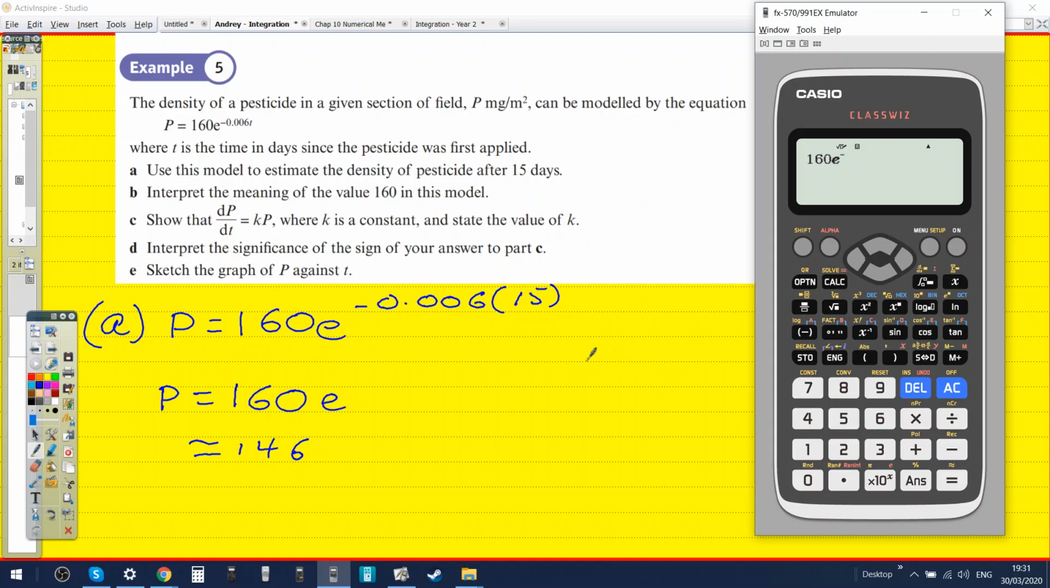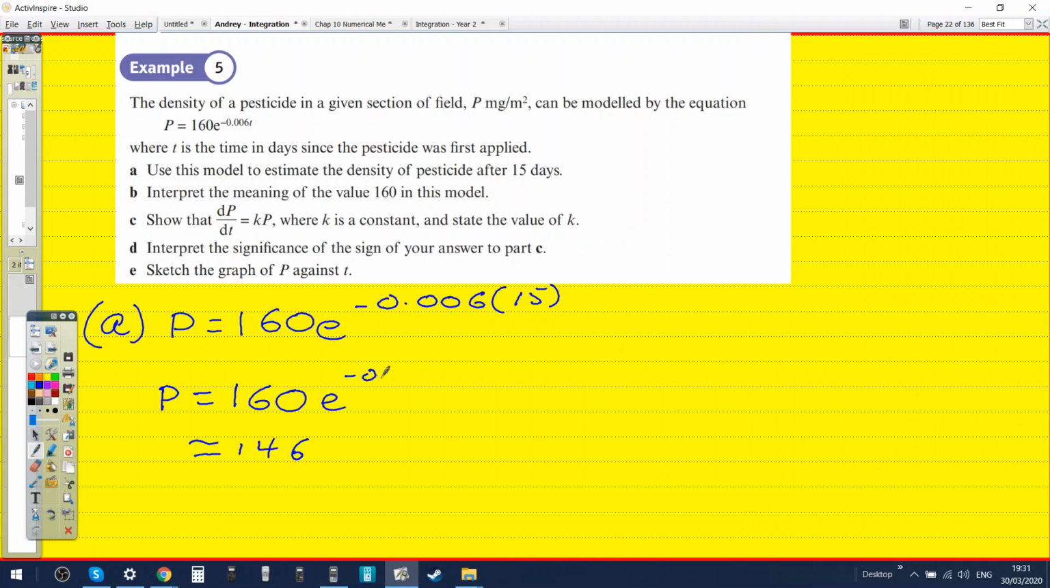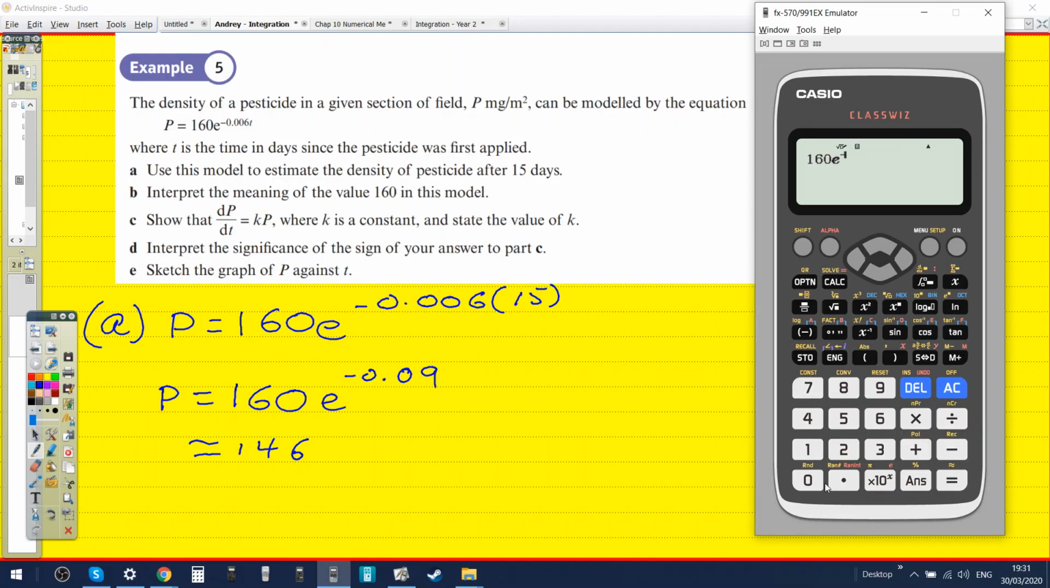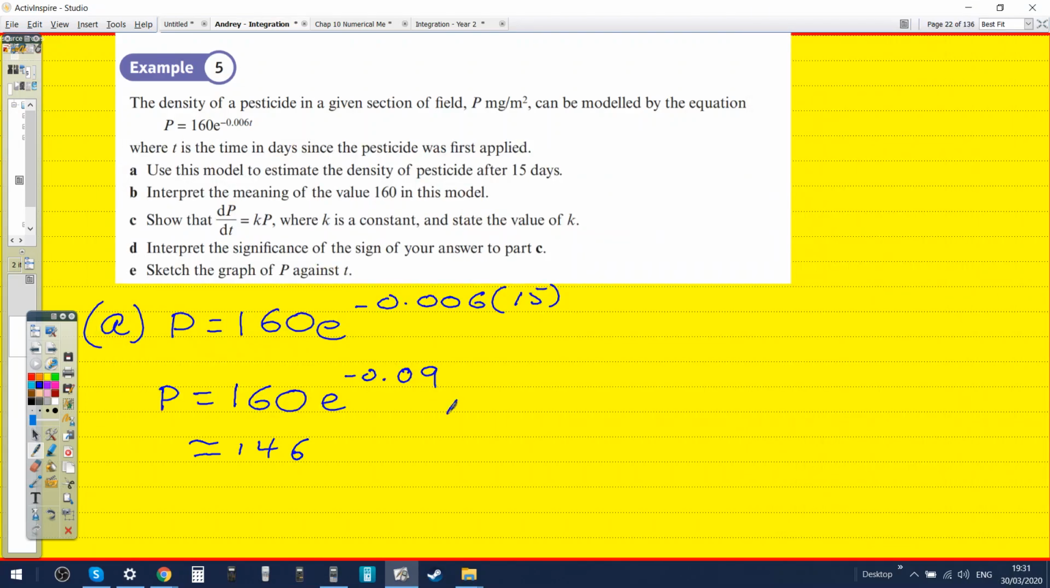It says minus 0.09. So the difference is 0.09. If we check, I get the same number, that 146 number. If they wanted it to 3 sig fig or something, you'd say 146. But if they ask for an exact value, you would give them this one. That's the exact value, and then this one is the estimate.